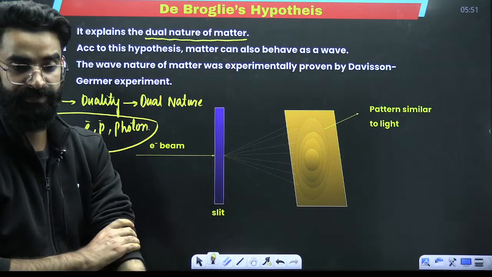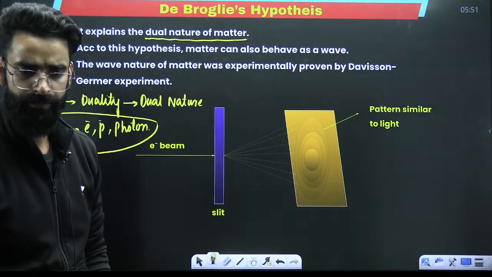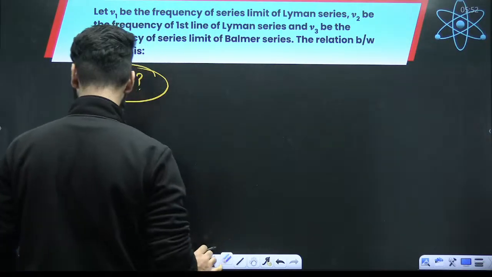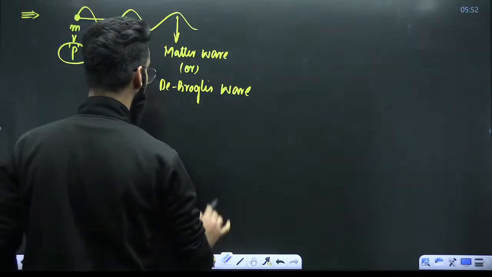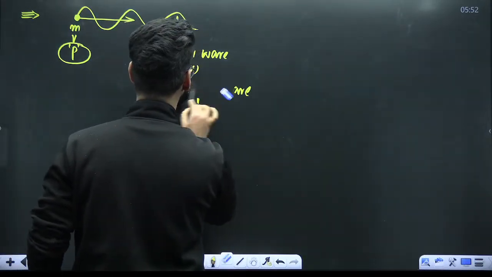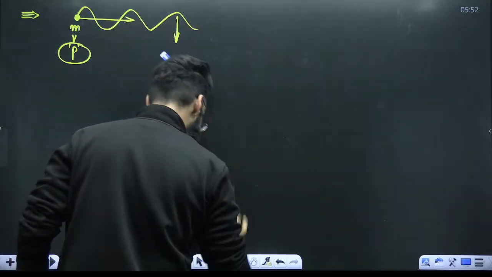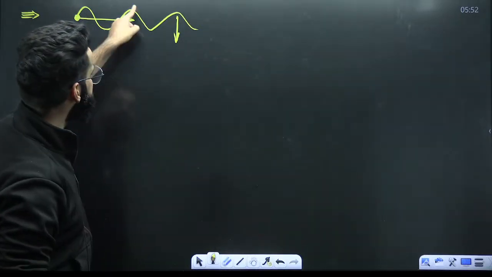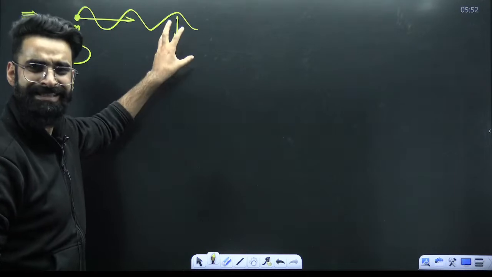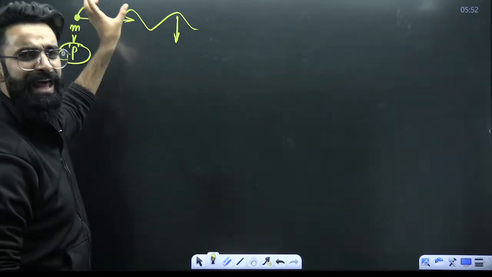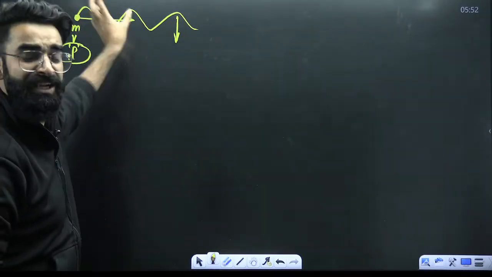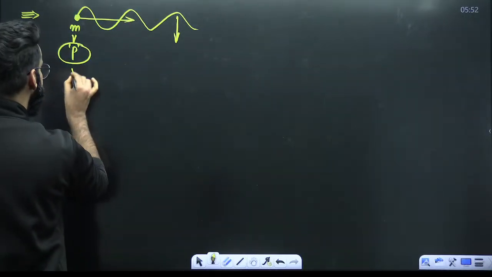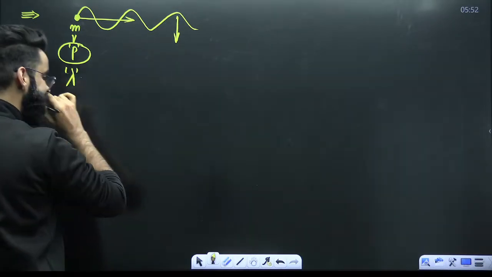That wave is something which he called de Broglie's wave. Now, the point is very simple. If there is a wave associated with every particle, that means this wave will have a certain wavelength, and the wavelength associated with the de Broglie's wave is represented by lambda.